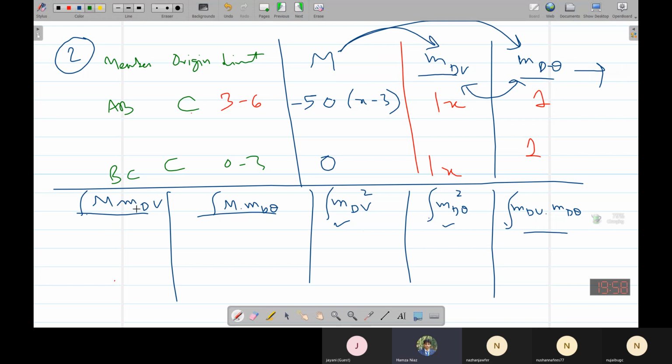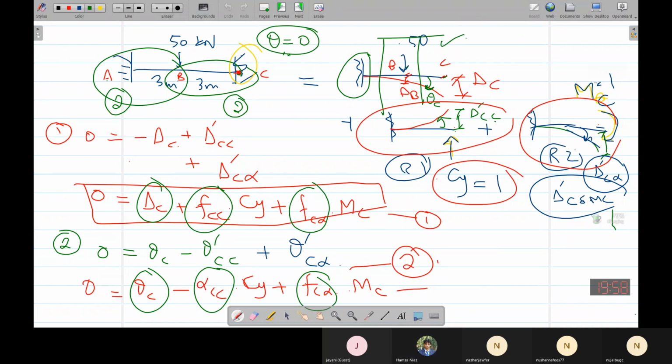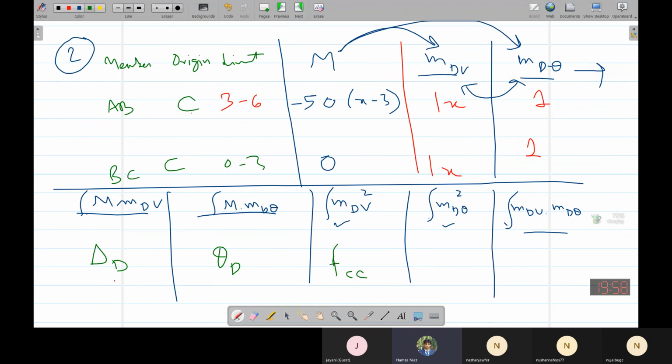This one would be m into m dv. This one would give us delta d. This one would give us theta d. And the m dv square, this one will give us, so on a small point c. So this one will have F CC. Sorry, all of these points were C points. So M CV square, C theta square, C alternate D.